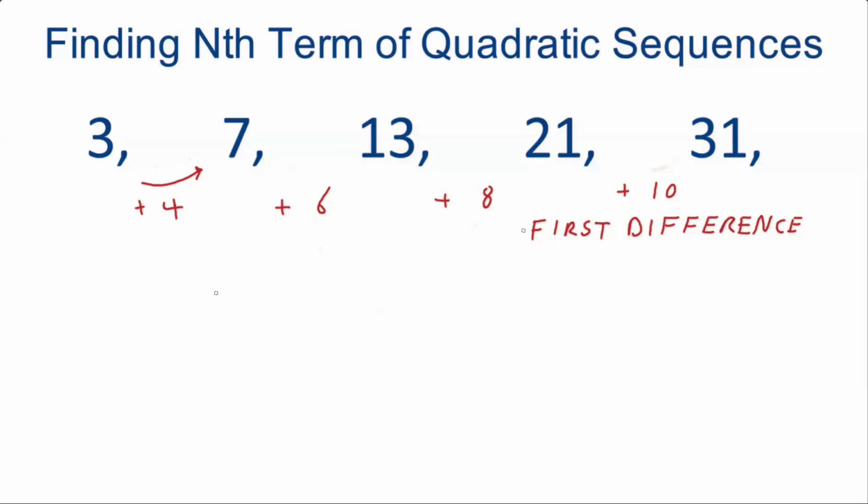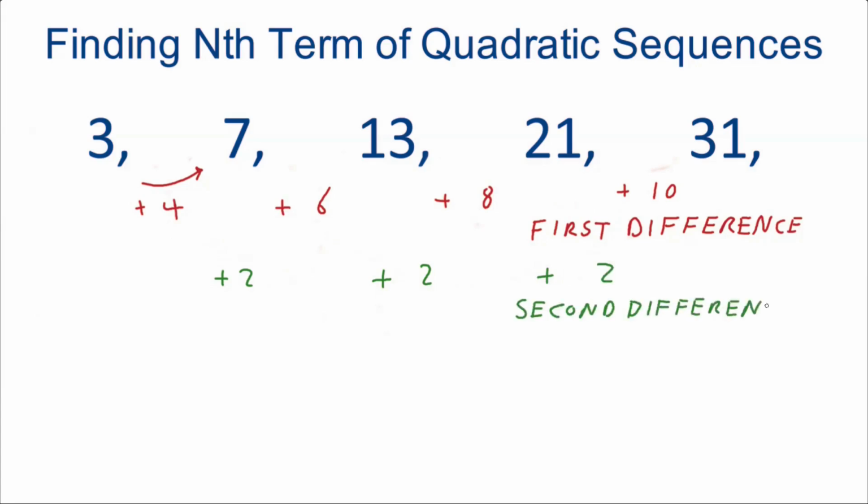But we find the second difference. So the difference between 4 and 6 is plus 2. 6 to 8, plus 2. 8 to 10, plus 2. And that's the second difference. Now, because this second difference is constant at 2, we know it's a quadratic sequence.